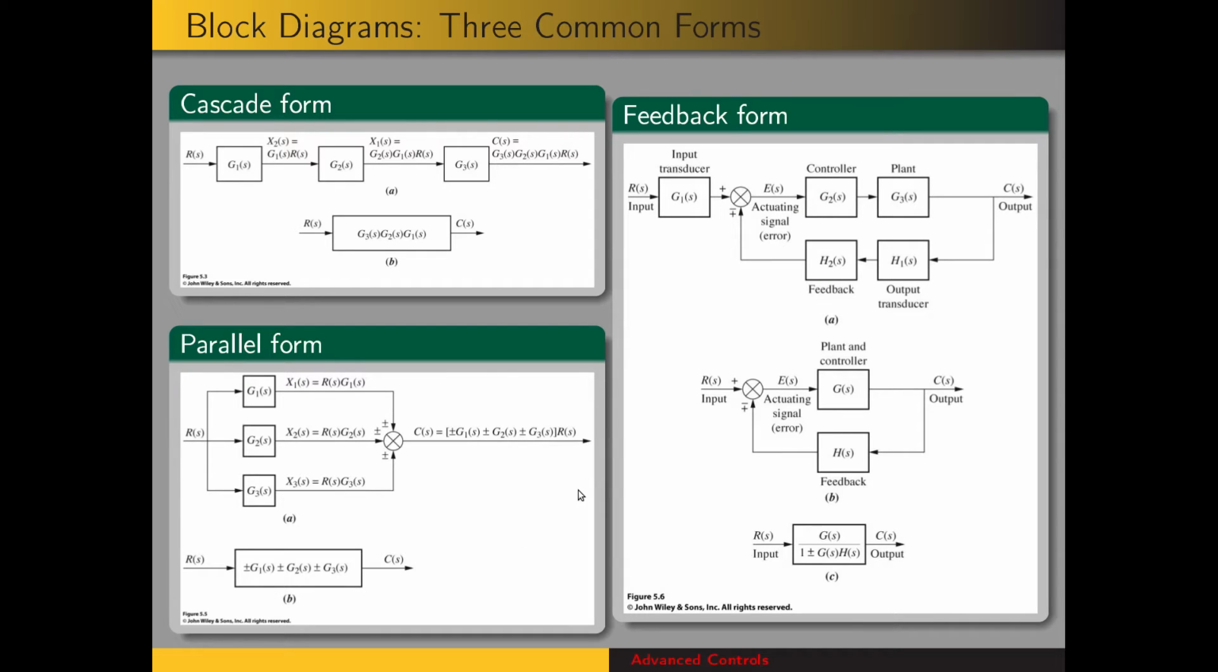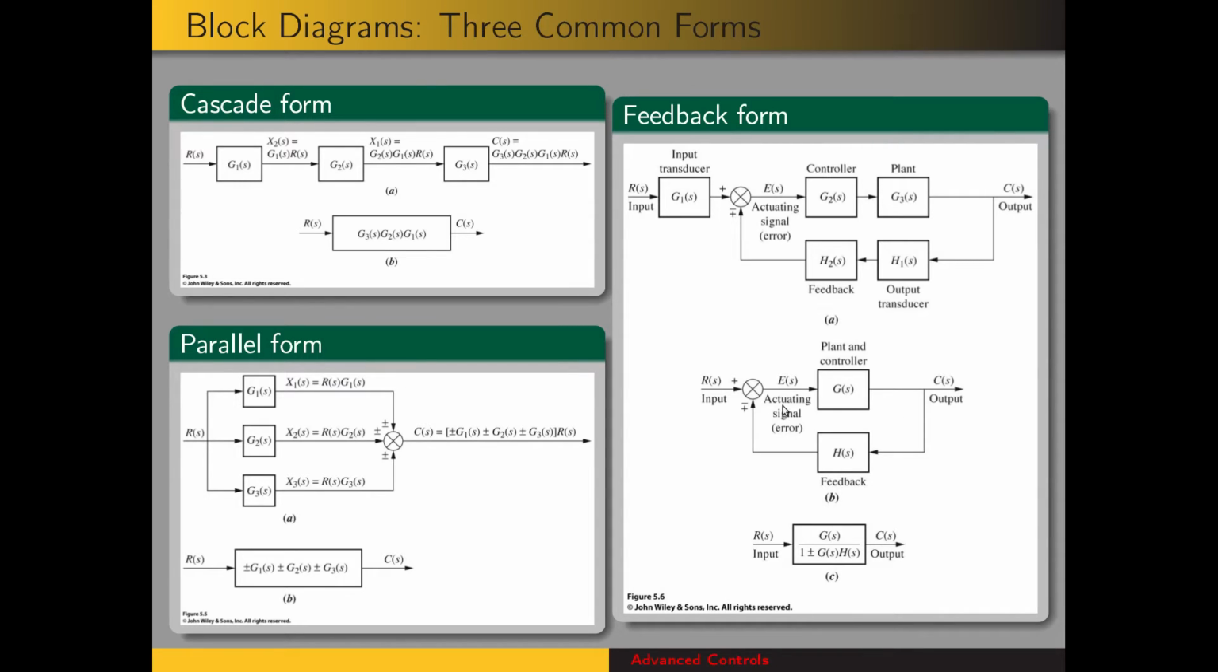And finally, we have feedback form. This shows one general or common way of implementing feedback. So we'll have the input and then the input transducer that goes to a controller or compensator, and then that finally goes to the plant or the system that we're controlling. The output of the plant is then fed back, possibly through an output transducer and feedback, to a summing junction.